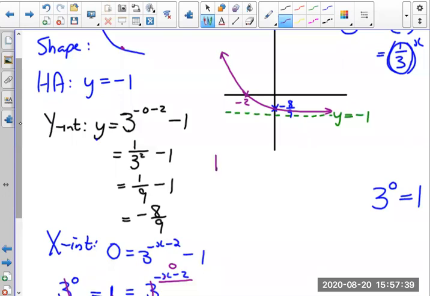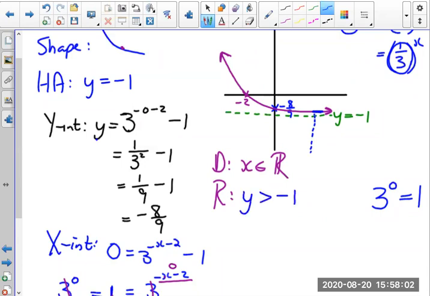And again, if they ask me the domain, then I say x element of all the real numbers because it goes from minus infinity to positive infinity. And the range, now the graph, the first time I will hit the graph is just above minus 1. So it will be y bigger than minus 1, or if you want to say y element of, minus 1 is my smallest value, but excluded because there's an asymptote, up to infinity, and this is a decreasing graph.